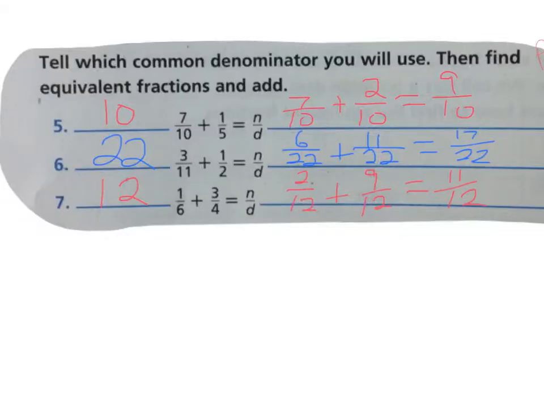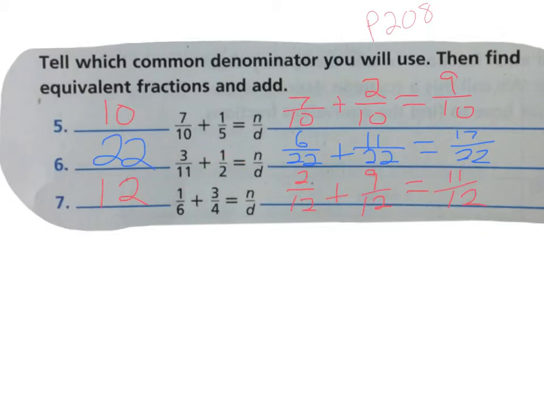We skipped that section. We then went on to page 208. On page 208, we talked about equivalent fractions and common denominators. We said that tenths and fifths could both be changed to tenths. So 7/10 stayed 7/10. 1/5 became 2/10, and now we could add them as 9/10.